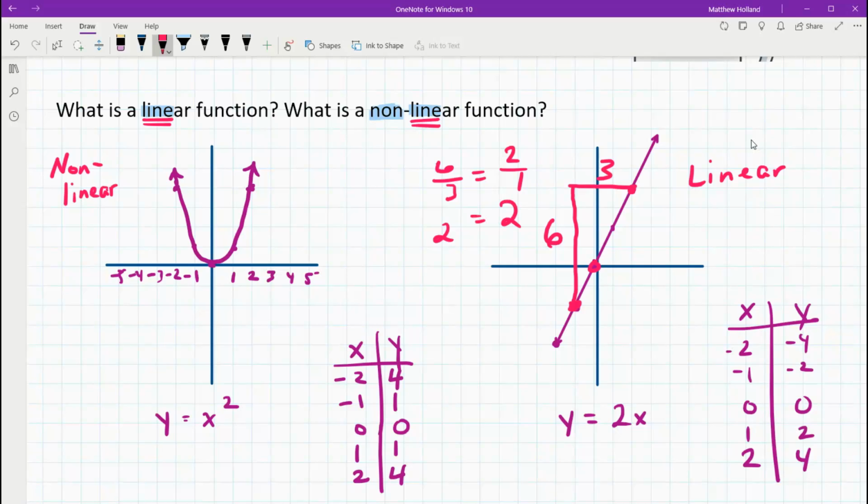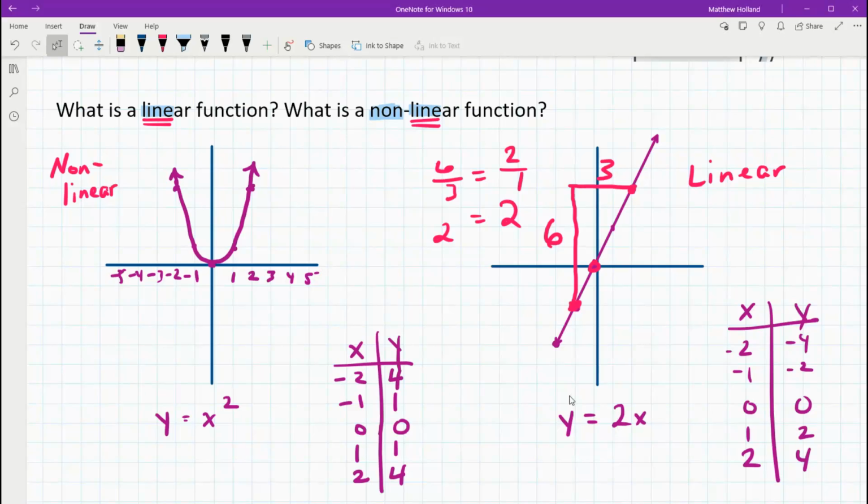So we've actually learned 2 ways to determine if a function is linear. One is you can look at the graph, and if it's a straight line, well, then it's linear. Another way that we also learned, and it kind of follows from this, is that if the rate of change is constant, meaning if the rate of change is always the same no matter what 2 points you pick, then it's linear.